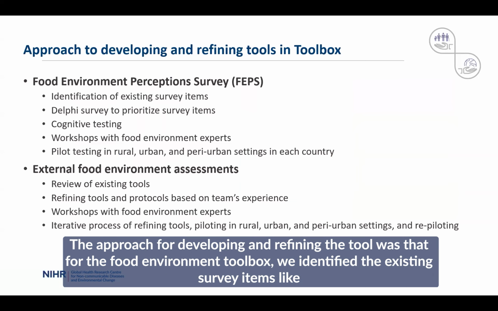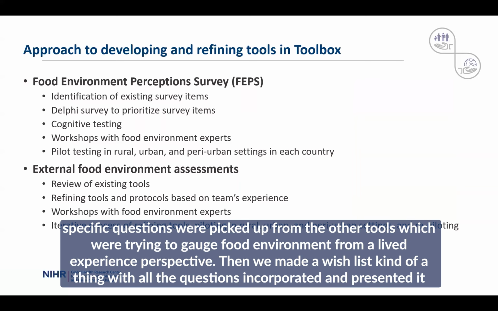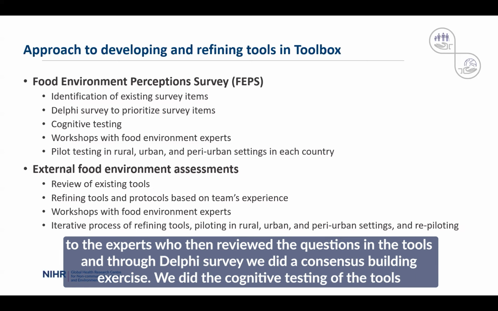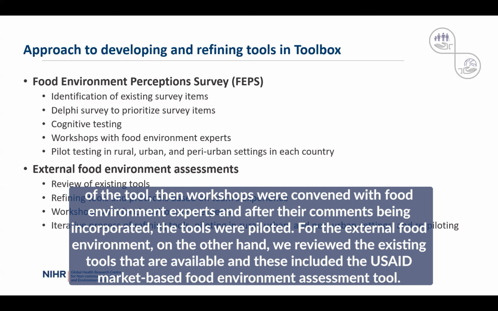The approach for developing and refining the tool was that for the food environment toolbox, we identified the existing survey items, like specific questions picked up from the other tools which were trying to gauge the food environment from a lived experience perspective. Then we made a wish list with all the questions incorporated and presented it to the experts, who then reviewed the questions in the tools. And through the Delphi survey, we did a consensus building exercise. We did the cognitive testing of the tool. Then workshops were convened with food environment experts, and after their comments were incorporated, the tools were piloted.